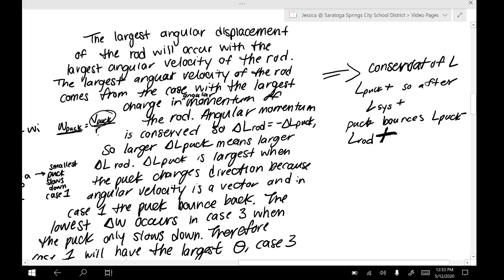Okay? You can also talk about how, because of conservation of momentum, so this is the bounce, when they stick together, the initial angular momentum is shared by both the rod and the puck, essentially combining their moments of inertia, which leads to the lowest angular velocity because the puck is still moving forward, so the rod does not have to move as fast. Okay, so you can kind of go either way with answering this question.